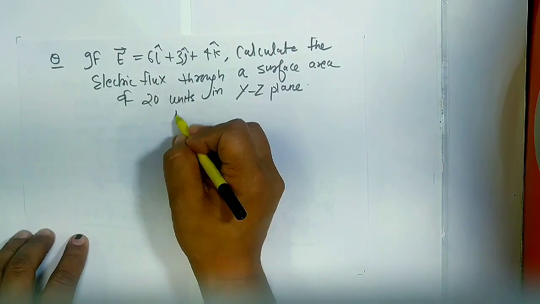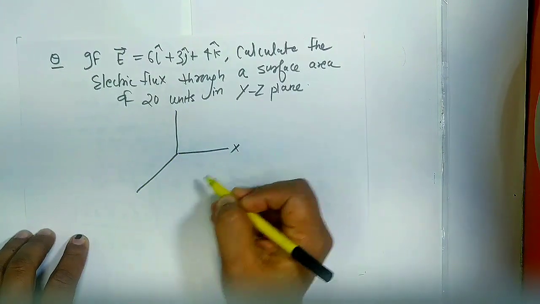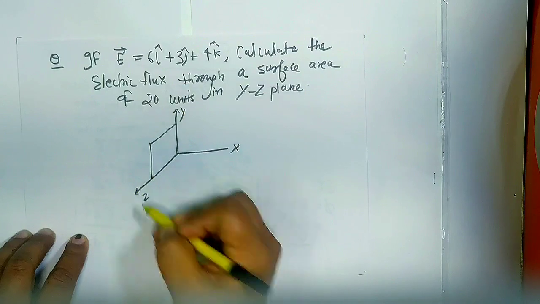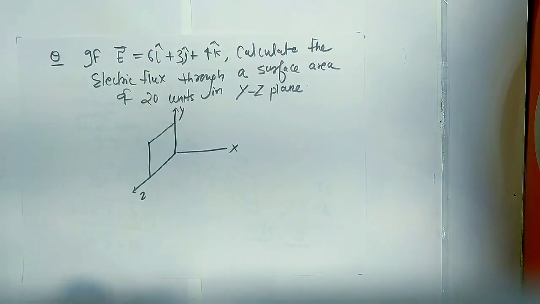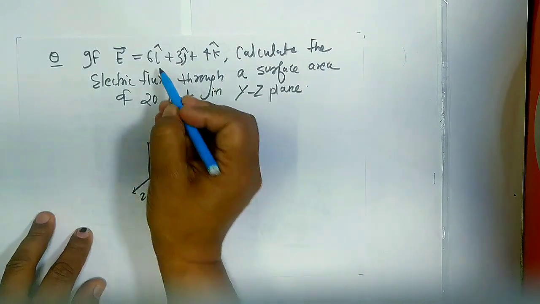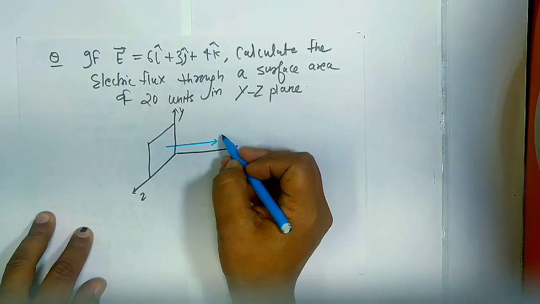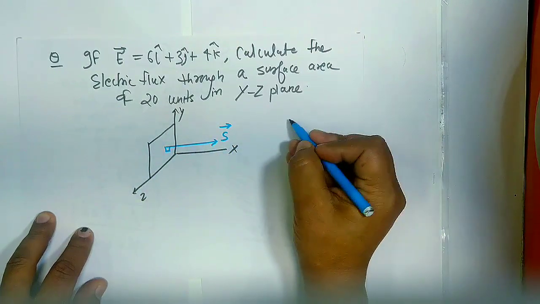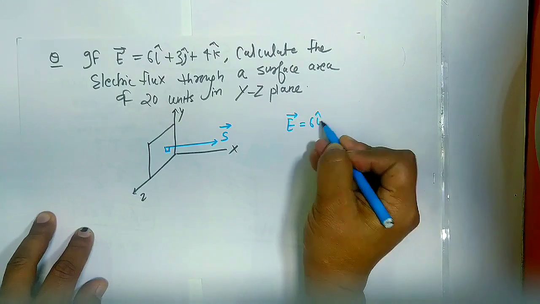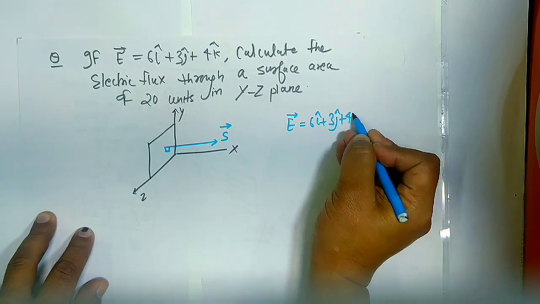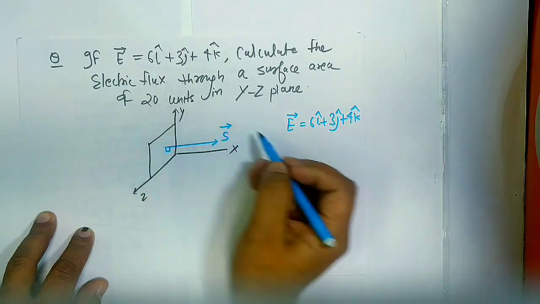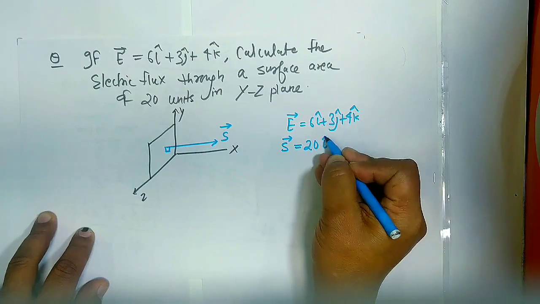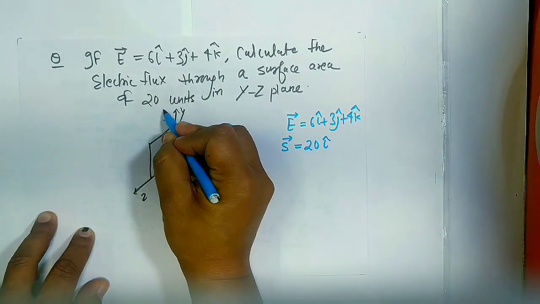Say this is X, this is Y, this is Z, and this is the YZ plane. Now if you see this YZ plane, where is the area vector? It is in this direction, perpendicular to the plane. And the electric field is 6I plus 3J plus 4K. So what will be S? I think all of you know, 20 I, because it's I, it's J, it's K.